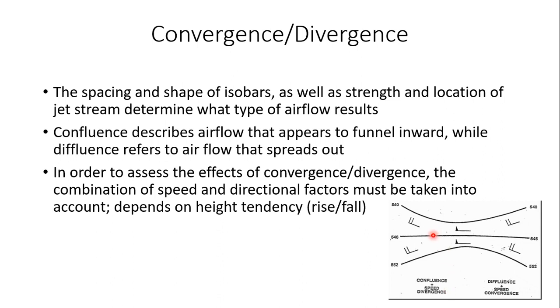So I would need more information to know what's really happening at this point. Now if I look over at this location, I have diffluence, the spreading apart of these wind barbs, but I also have speed convergence, where I have faster moving winds blowing into slower moving winds. And these two offset each other. Diffluence would give you a height fall, while speed convergence would give you a height rise.